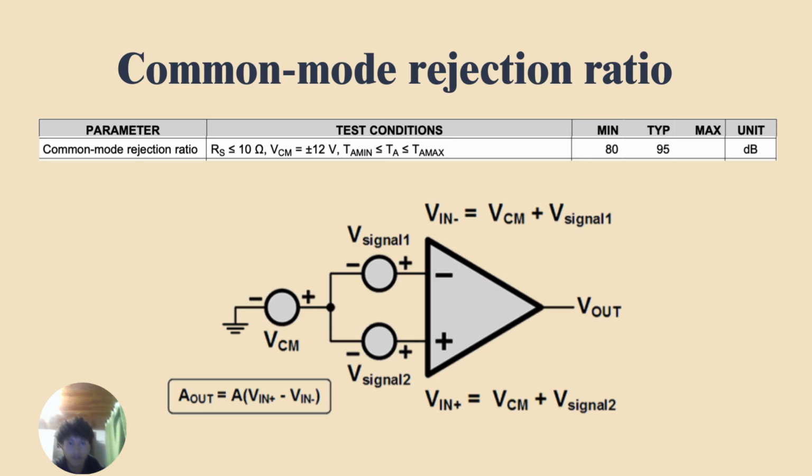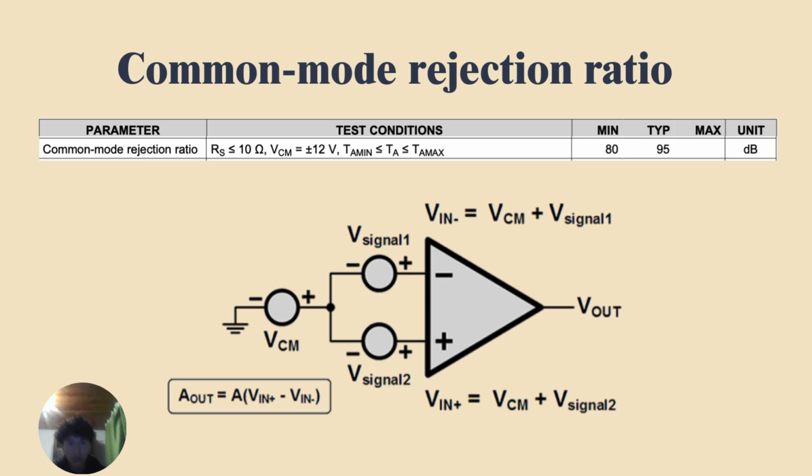Now we have common mode rejection ratio, CMRR. The common mode rejection ratio is a key performance metric of an operational amplifier that measures its ability to reject common mode signals. That is, signals that appear identically at both the inverting and non-inverting inputs. Ideally, an op-amp should only amplify the difference between these two inputs, the differential signal, and completely ignore any signal that is common to both. In real-world op-amps, however, imperfections in the internal transistor design cause a small portion of the common mode signal to be amplified, leading to unwanted noise or errors in the output.